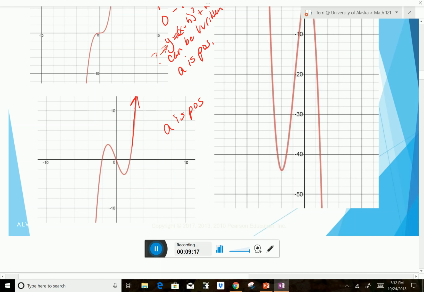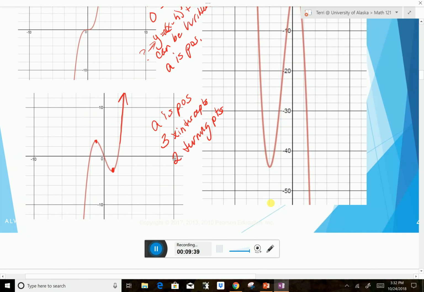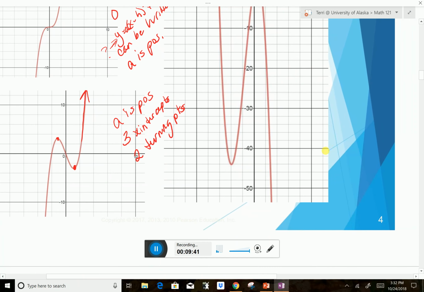The answer is no. We have 3 x-intercepts, 2 turning points, and our a is positive. It cannot be written in that form. Okay, let's look at the next one.